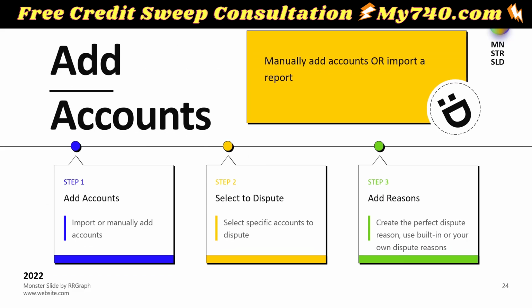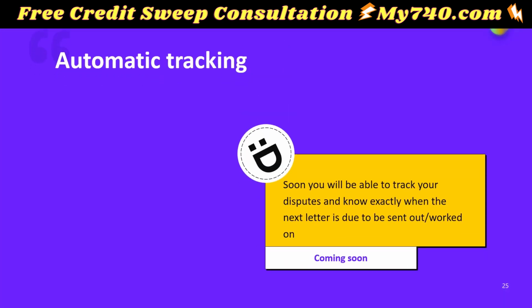So step number 1 is adding your accounts, like I said, manually or by importing. Step number 2 is selecting the accounts you want to dispute. And step number 3 is to create the perfect dispute reason, or use a built-in reason, or use your own reason. You're also going to be able to automatically track your disputes. So basically what this means is that you are going to know exactly when the next letter is due to be sent out and or worked on.